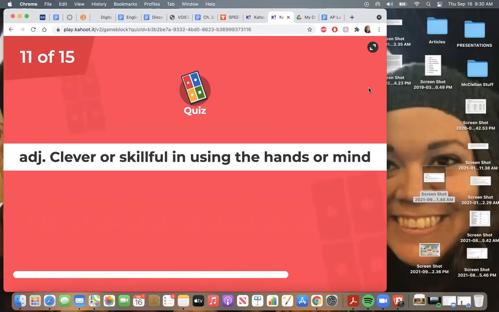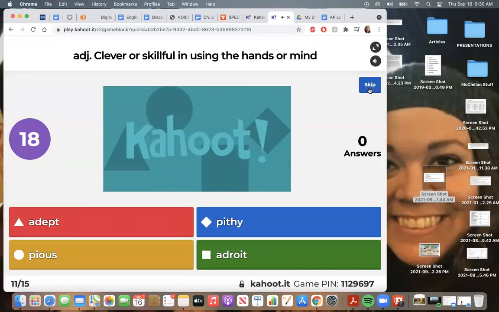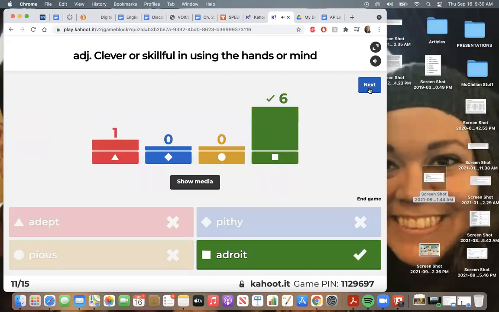Clever or skillful in using the hands or mind? Is it adept, pithy, pious, or adroit? Good. And I wondered if anybody would choose adept. Don't feel bad if you did. They're very similar words and they mean pretty much the same thing.